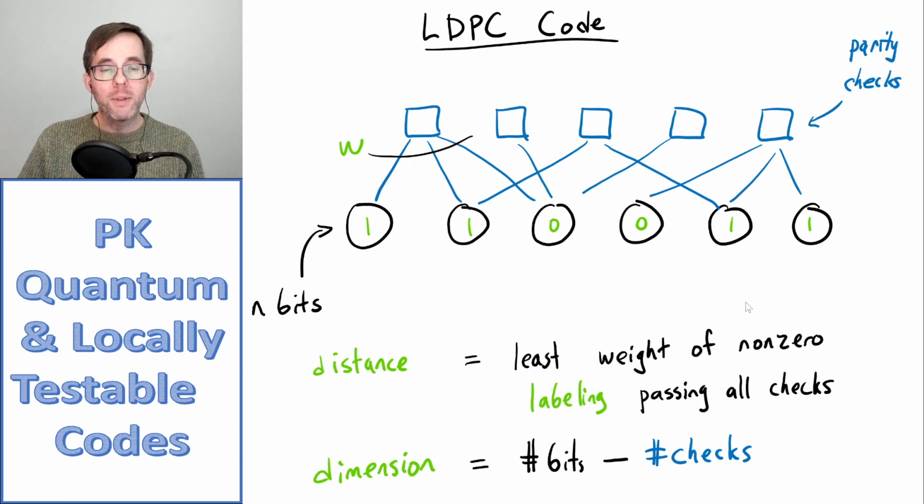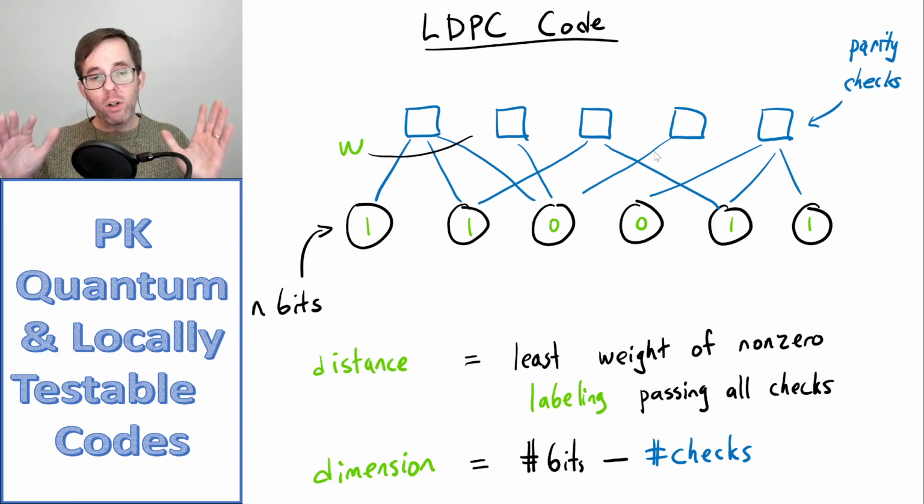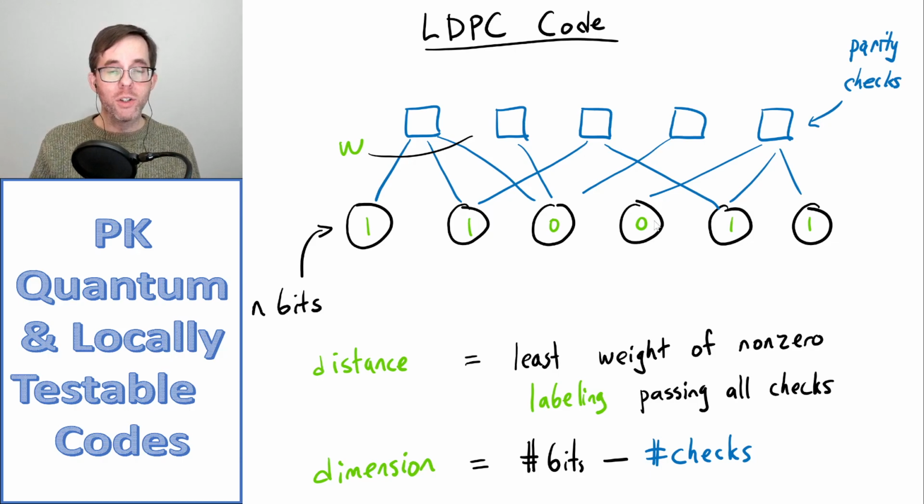Okay, so the distance, the minimum distance of an LDPC code, is the least weight of a non-zero code word, which means the least weight of a non-zero labeling of the n bits that passes all the checks. And you would like this ideally to be a constant fraction of n. And the dimension of the code is the number of bits in the code minus the number of checks. So these will be linear codes, and therefore a good code should have a dimension which is also a linear fraction of n. So the so-called asymptotically good codes are codes that have a linear distance and a linear dimension as well. And they're LDPC codes if also these parity checks involve at most a constant number of bits per check.